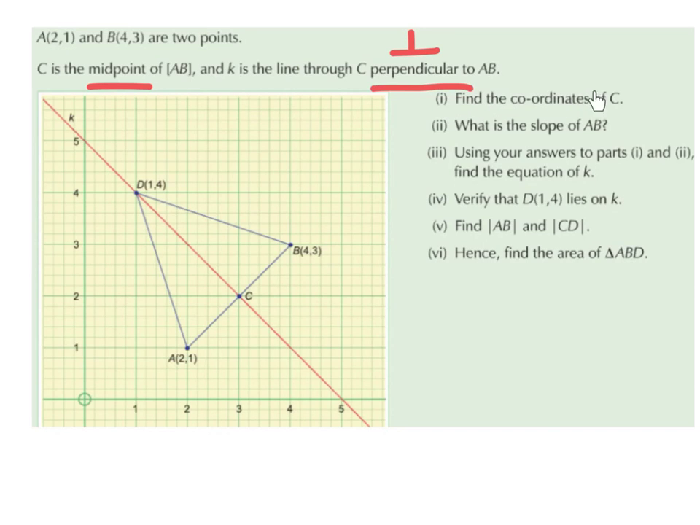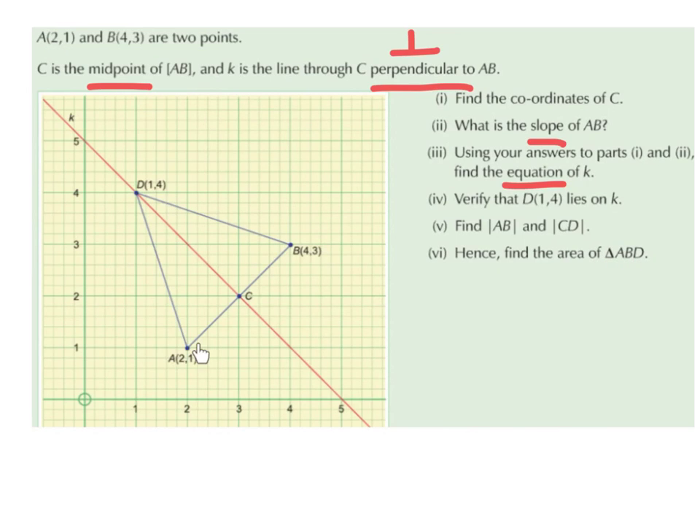Part 1, find the coordinates of C. Part 2, what is the slope of AB? Part 3, using your answers to Part 1 and Part 2, find the equation of K. Part 4, verify that the point D (1, 4) lies on K. Find the distance from A to B and the distance from C to D. Hence, find the area of the triangle ABD.